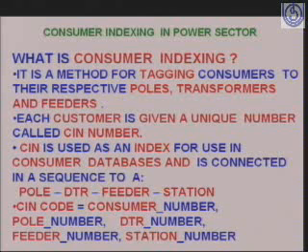Now what is consumer indexing? As the name suggests, indexing. You have seen an index file. Consumer indexing means you are putting a tag on the consumers, and this tag refers to their poles, transformers and feeders. Each consumer is given a unique number, which we call the CIN number, the consumer index number. This is used in the consumer database, and it tells how the consumer is connected to a pole, to a distribution transformer, to a feeder, to a station.